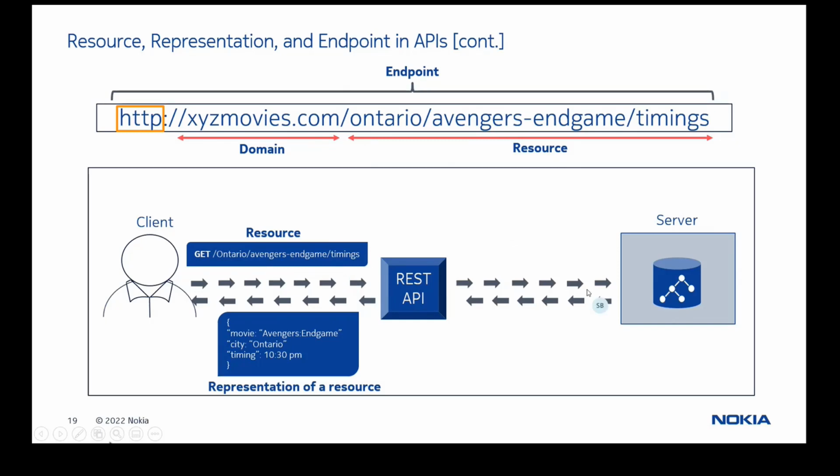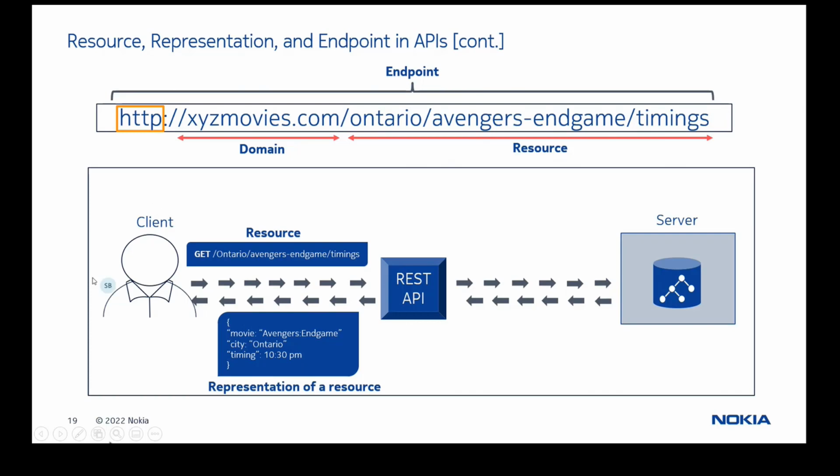That REST API call goes over the internet. It hits the movie database, right? And then comes back in the form of a representation. So the representation in this case, you can see comes back and it says, well, Avengers Endgame is playing in this city at this certain time, right? And you can see actually what you're seeing here is actually encoded in a JSON format.